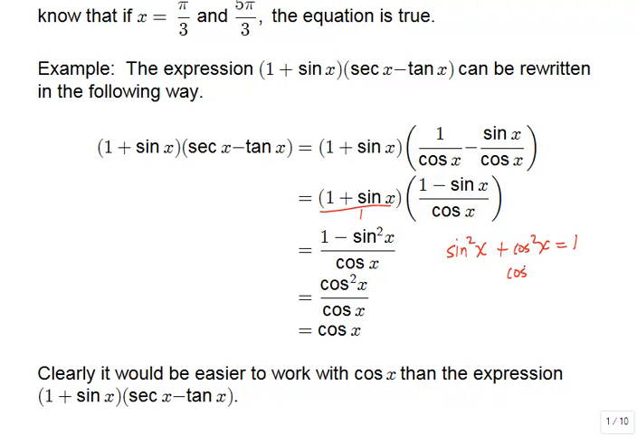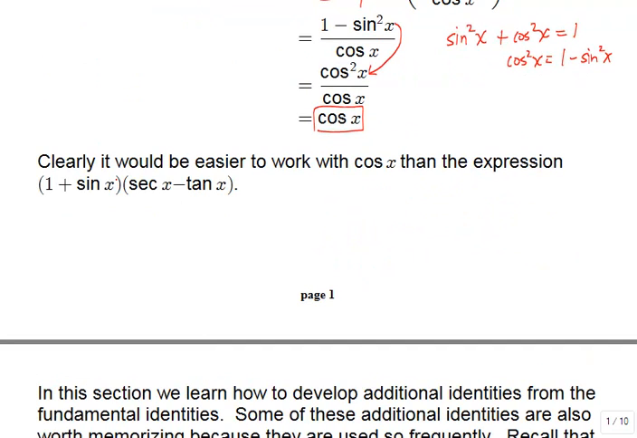So if I solve that for cosine squared, then that tells me that cosine squared is the same thing as 1 minus sine squared. So here we're just doing a little bit of substitution, and then cosine squared over cosine x, one of those cosines cancels out, and we just get cosine x. So what that means is that this whole big expression is really just cosine x.